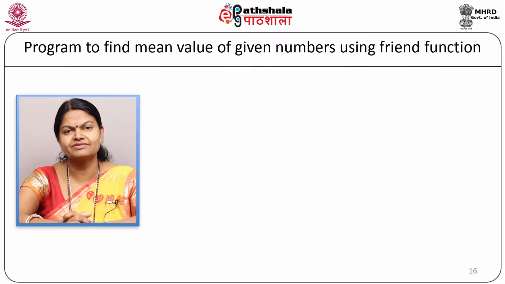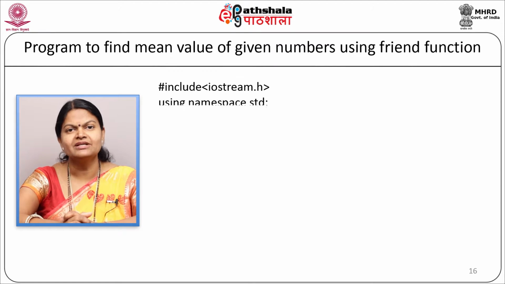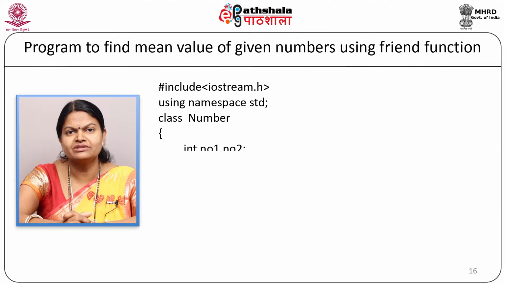Now let's start with a simple program to find the mean of given numbers using the concept of friend function. We'll start with our program: #include <iostream>, using namespace std. Now we will start with our class Number. Here we will declare two data members as private, int number1, number2. Now we will start with our public section. In the public section we will have one member function, get. So it will be public colon, void get.